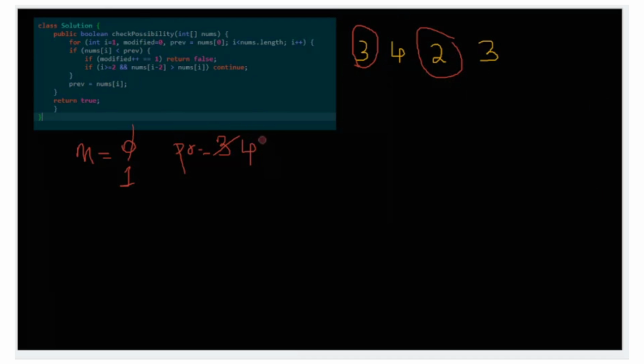Again we'll change this previous to nums[i]. Now coming to this, now it's 3 and previous is 2. Is nums[i] less than previous? No, not in this case because this is greater. So we'll make previous as nums[i], that is 3. This is a thing we need to keep in mind. And when we compared, we'll get this as false. Now when we came here, is modified++ equal to 1? Yes. Return false.